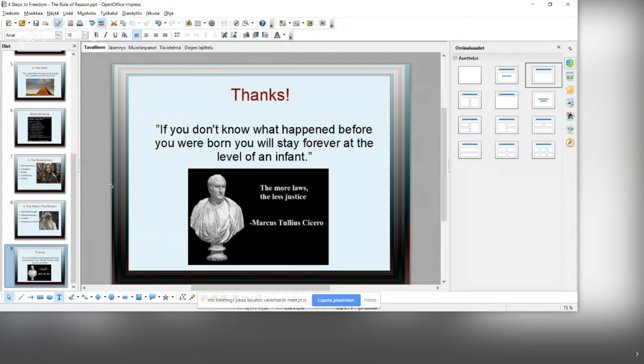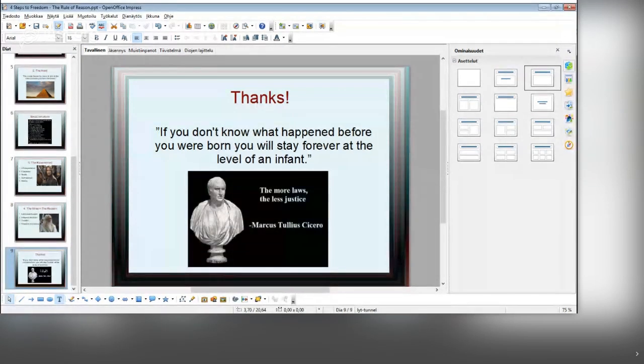And there's the last quote of Cicero: if you don't know what happened before you were born, you will stay forever at the level of an infant. So basically, this is about history, knowing things, reading things, and that will make you wiser and you will make more intelligent decisions. And there was another quote about Cicero: the more laws, the less justice.